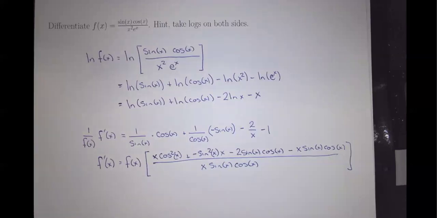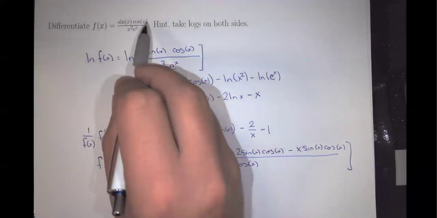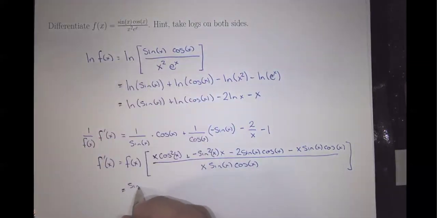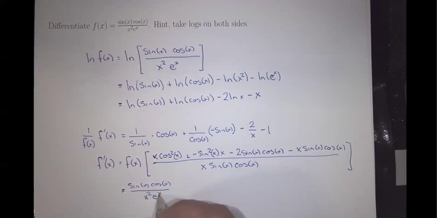Now, if you want to leave the right side in this form, that's perfectly fine. If you want to simplify, again, you could argue that this is not really that much simpler. You could clean it up like that. The piece here that we do want to talk about is the f of x. Okay, so we plug in f of x from the question. It's sine of x cosine x over x squared e to the x.